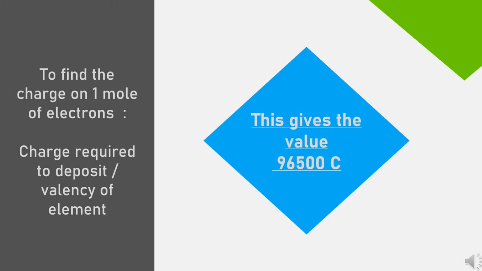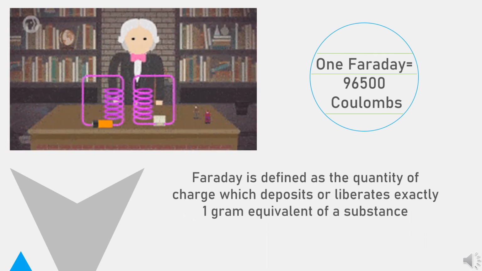This is the charge on 1 mole of electrons, and it is calculated by dividing the charge required to deposit by the valency of that element. 1 Faraday is equal to 96500 coulombs. Faraday is defined as the quantity of charge which deposits or liberates exactly 1 gram equivalent of a substance.